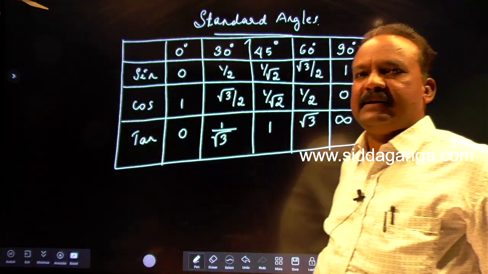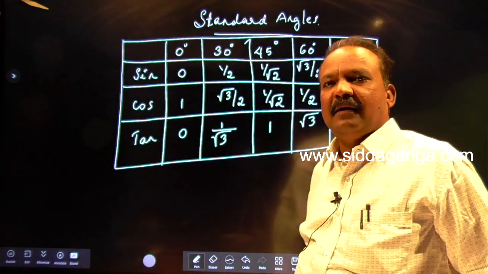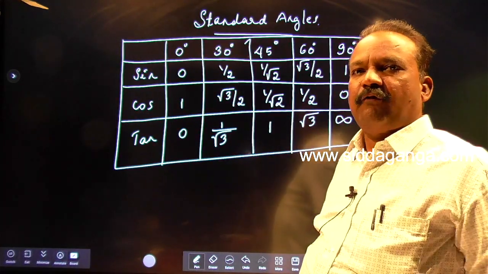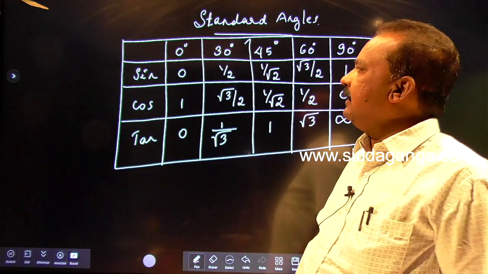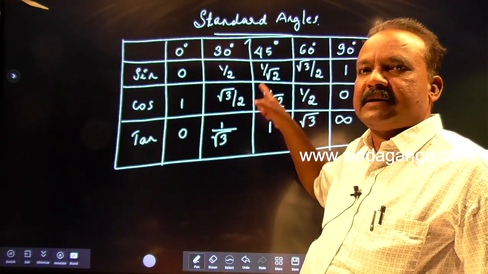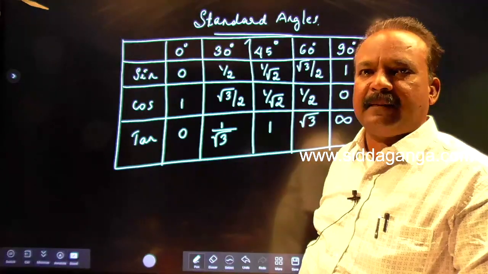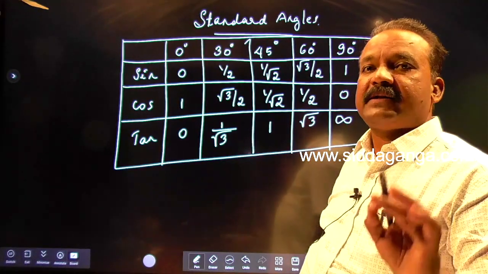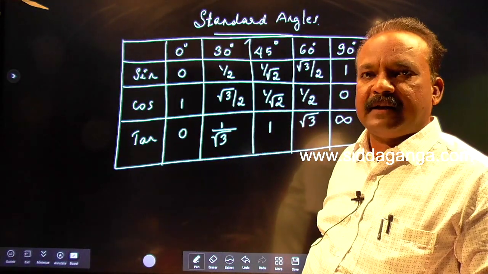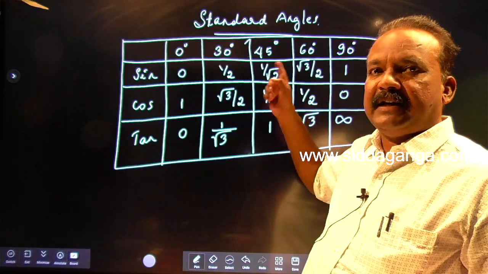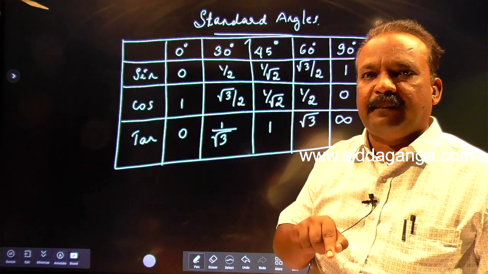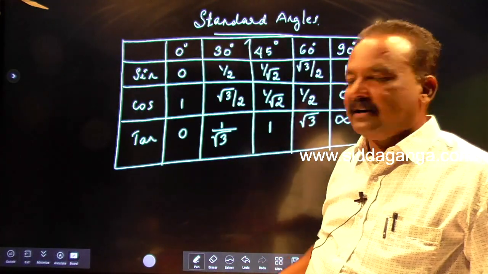Sine 0 is 0, its reciprocal cosecant 0 is infinity. Sine 30 is 1 by 2, its reciprocal cosecant 30 is 2. Sine 45 is 1 by root 2, its reciprocal cosecant 45 is root 2. Sine 60 is root 3 by 2, its reciprocal cosecant 60 is 2 by root 3. Sine 90 is 1, its reciprocal cosecant 90 is 1.